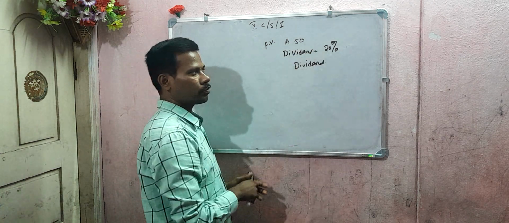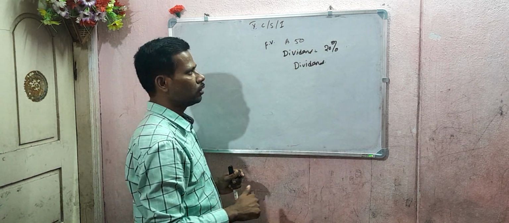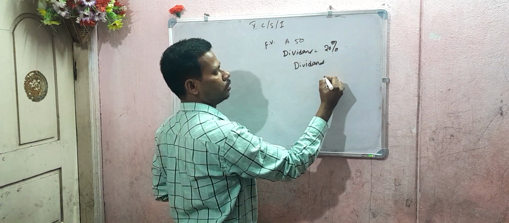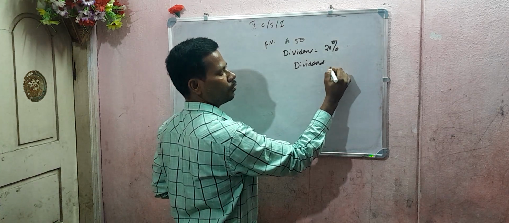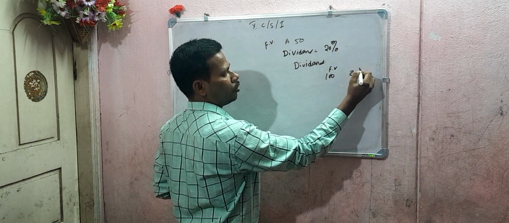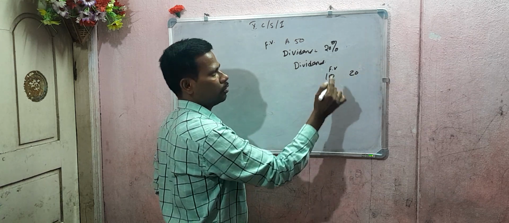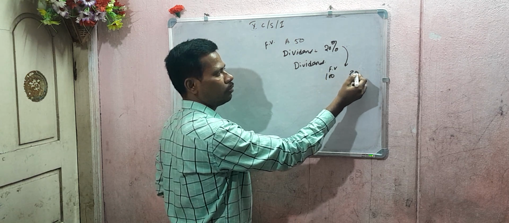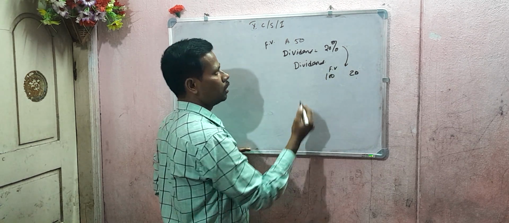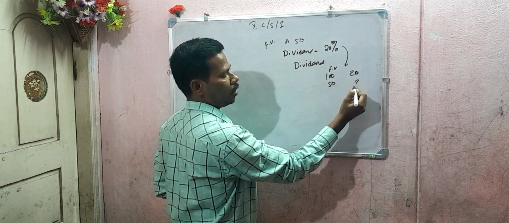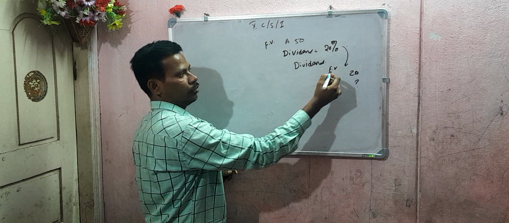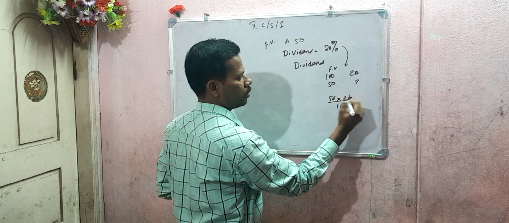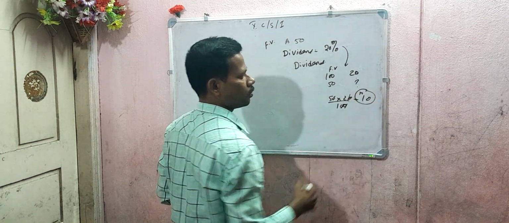So here, dividend is 20% and income is asked. What is the meaning of this? If the face value is 100 rupees, I will get income of 20. Simple. 20% means if the face value is 100, I will get income of 20 rupees. Now if the face value is 50, how much? Face value is 50, 50 into 20 by 100, 10 rupees. Like that.